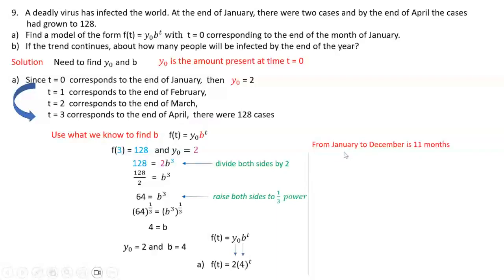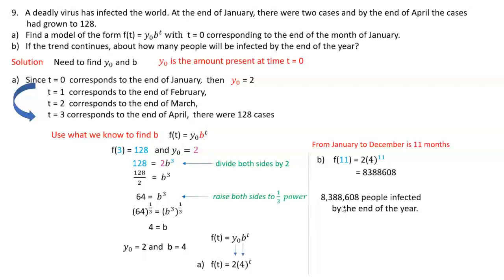infected by the end of the year. So from January to December is 11 months, which means we're going to evaluate f of 11. We're going to plug in 11 for the t's. So about 8,388,608 people would have been infected by the end of the year.